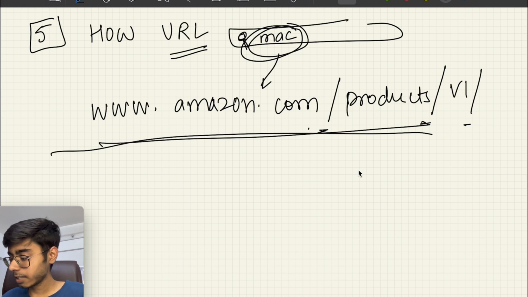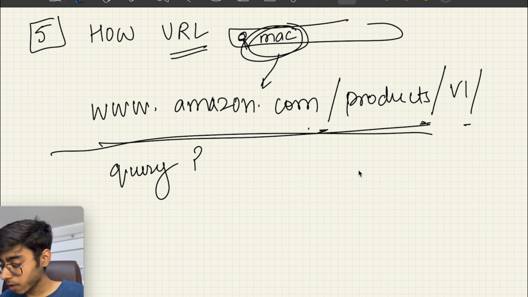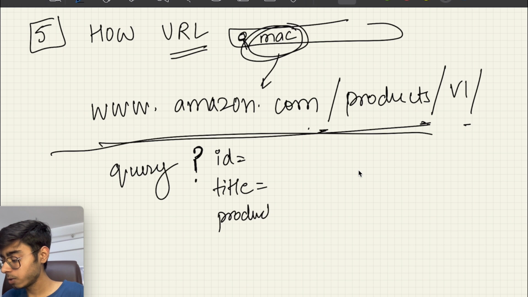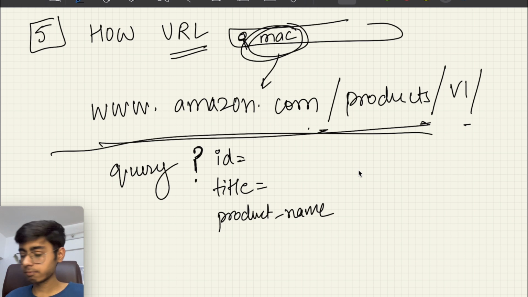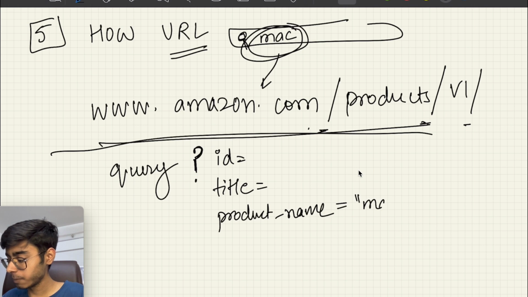So let's say this is the path, and after that we have a query, right? After that you have a question mark, and it can say like ID, or title, or product name, right? So whatever you have searched, it can go like this, right? And so this is like my first. So let's say my product name is Mac, so this will be passed. So this is like a query thing.